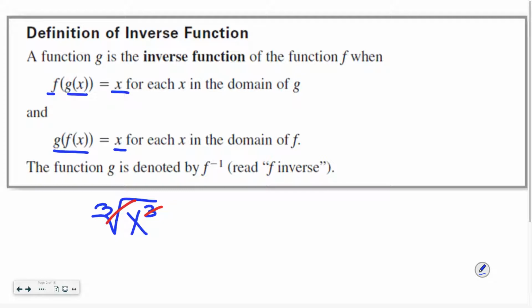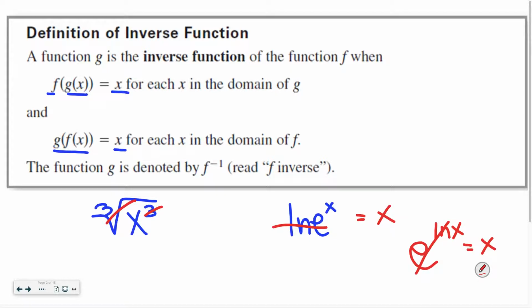Another example. That's not the same as that, but you get the point. When we compose the two together, they undo each other. Maybe one that you could have had yesterday: the natural log of e to the x. Those undo each other to equal x. Or the one that really would have benefited you yesterday. Those undo each other to be x. Okay? You know what I'm talking about? Which problem that would have been helpful on?